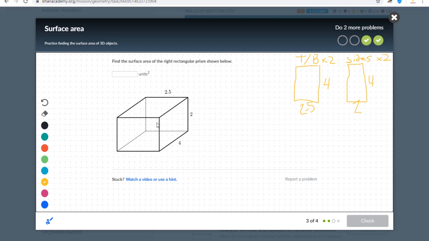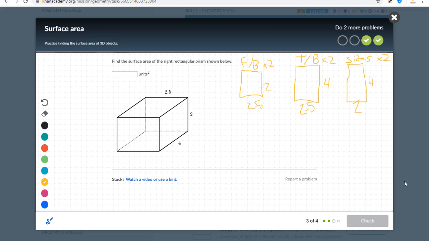Lastly, we got the front and the back piece. And as you can see here, 2 tall and then 2.5 across. And since we got a front and a back, as we said, we're also going to times it by 2, whatever number we get. So this is 2.5 across and 2 wide.